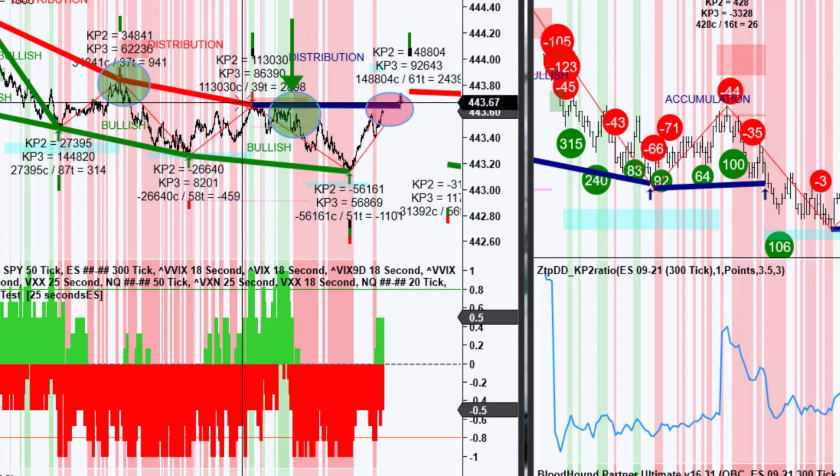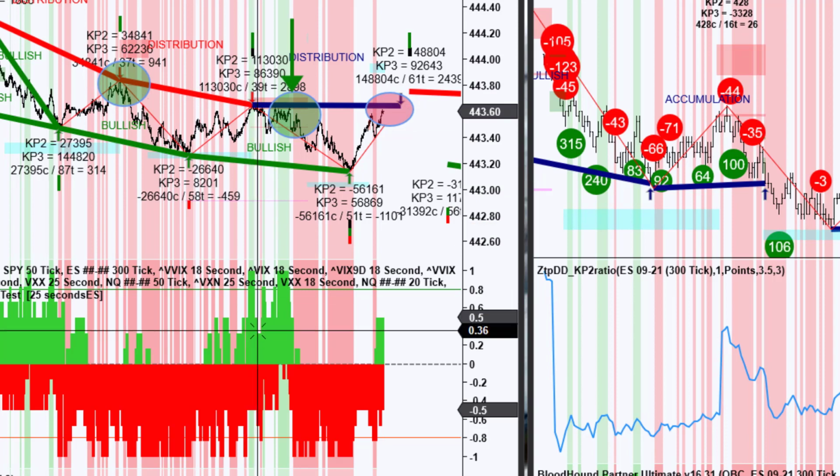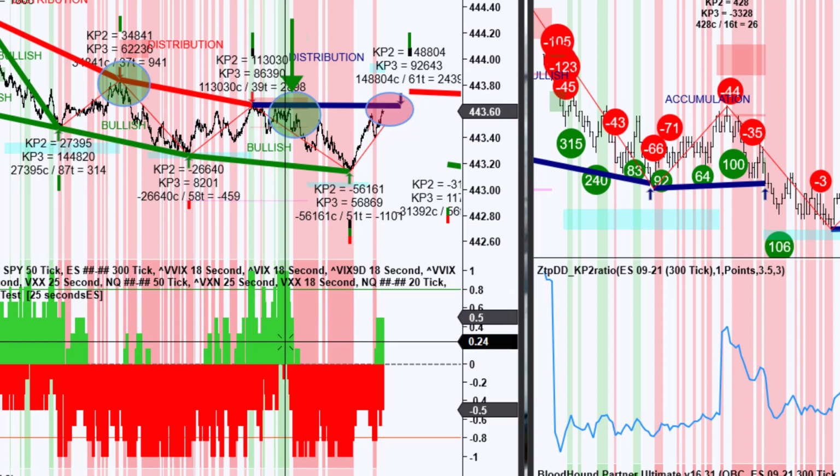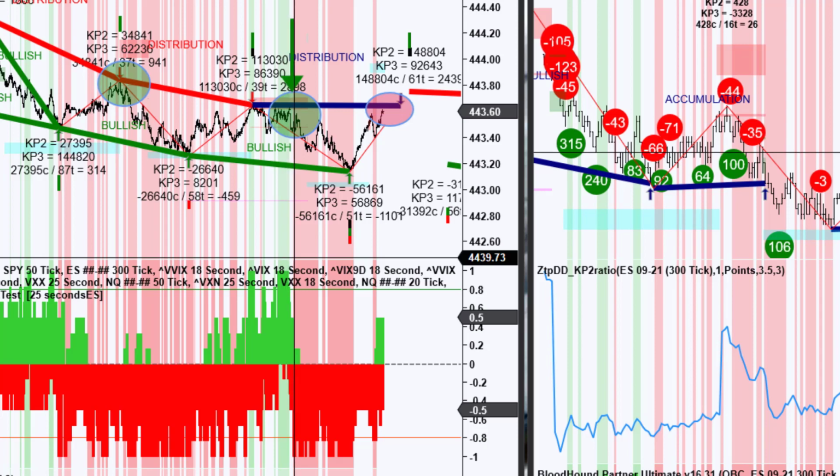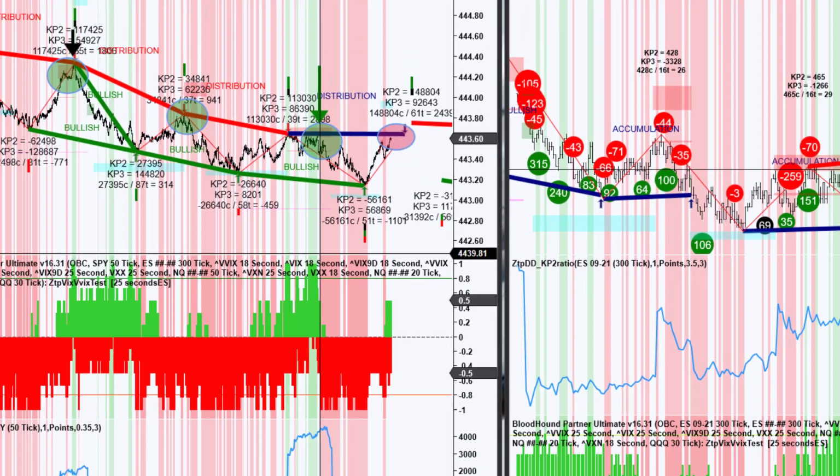Now you notice that our signal was from back here and we were printing green VIX up until this point right here. So that's why I put the circle where I did, and we are literally just a tick or two off of the apex high right there when Bloodhound gives us our red VIX and our red ES signal.